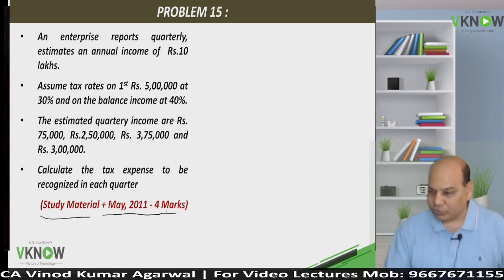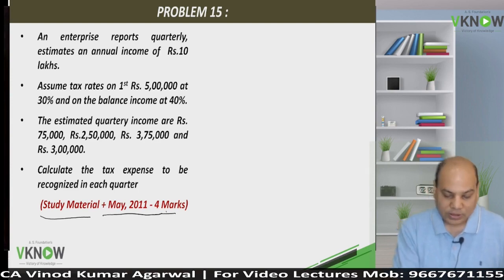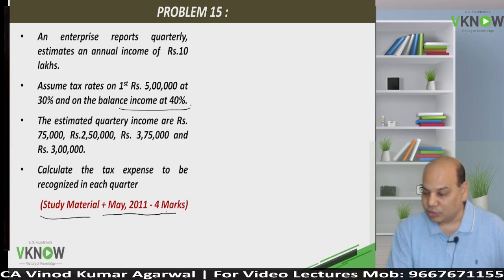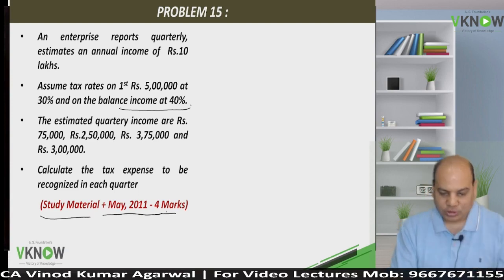Question says, an enterprise reports quarterly, estimates an annual income of rupees 10 lakh. Assuming tax rate for first 5 lakh is 30% and the balance is taxed at the rate 40%. So slab wise system, estimated quarterly income are rupees 75,000, 2,50,000, 3,75,000 and 3 lakh. Calculate the tax expense to be recognized in each quarter.